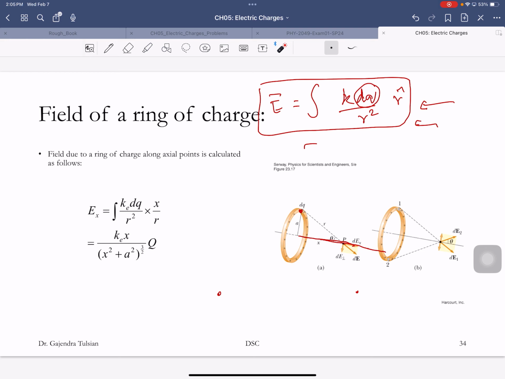Can you find the electric field at this point? No, you couldn't do that integral. So for these points you couldn't. You can do it for these points. And that's the expression along the axis.